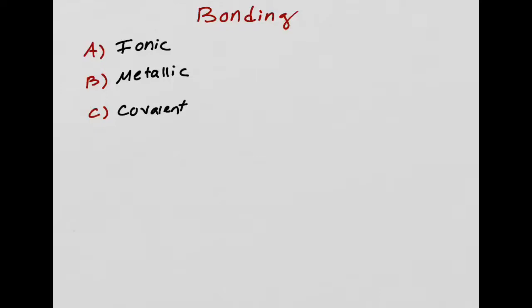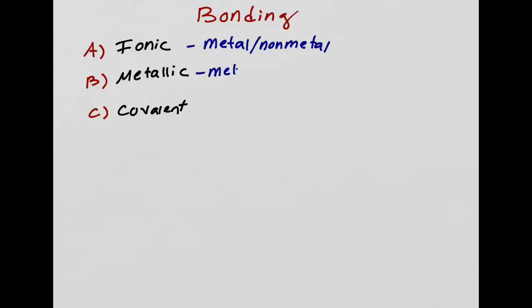Alright, now we're going to continue with that. Today we're going to talk about different types of bonding. We have ionic bonding, metallic bonding, and covalent bonding. Now, ionic bonding you already know. Always go back to the basics. Ionic bonding is when you have a metal and a non-metal together.